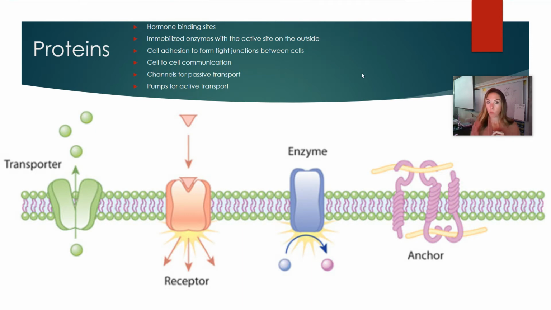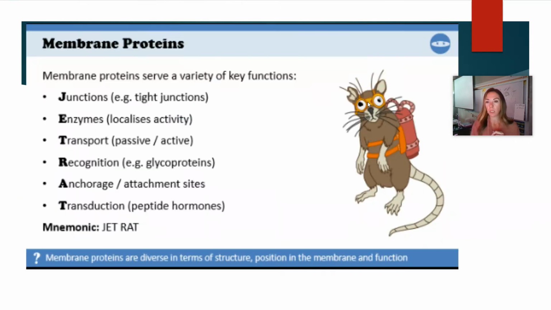Okay. All right. Here's a mnemonic device to help us remember those 6 things. You can think of the jet rat, right? The jet rat. So again, going through all of those different things that it did, but it gives a little bit of a mnemonic device to help you remember. So junctions, keeping the cells together. Enzymes, right? So attached an enzyme for localized activity, transport, passive, active, in and out, to recognize certain cells, right, for those hormones, the anchor or attachment sites, and then transduction for those hormones, right? Transduction means sending that message, okay? Jet rat. Remember those 6 different things.